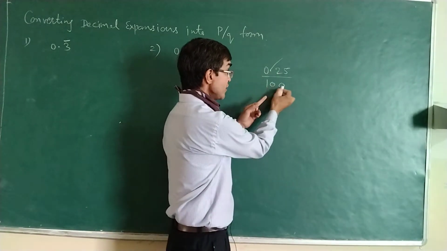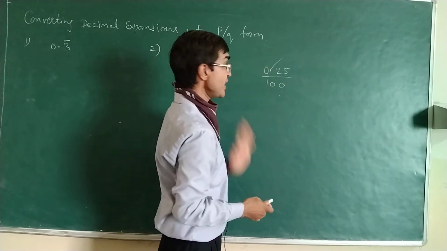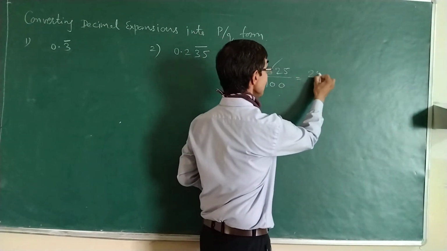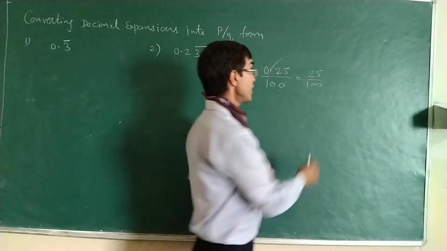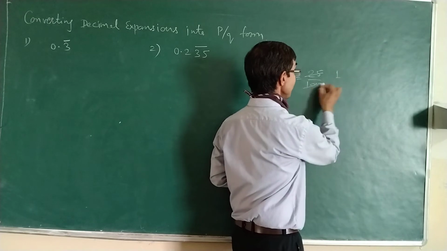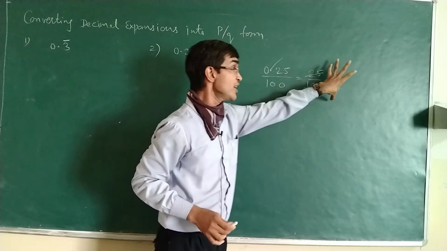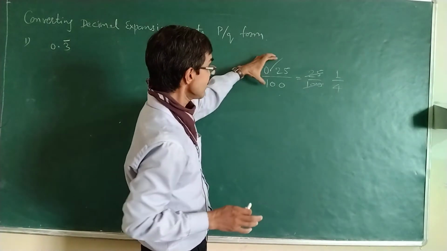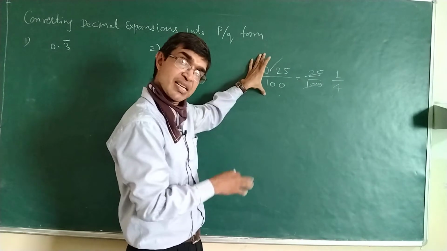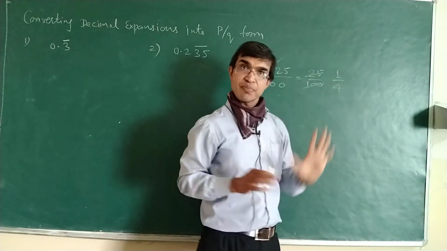So we are appending 2 zeros after 1. This is now 25 by 100, and if you cancel it, 25 ones are 25 and 25 fours are 100. So 1 by 4 is in p by q form and the most simplified form. So any terminating decimal expansion you can convert easily into p by q form.